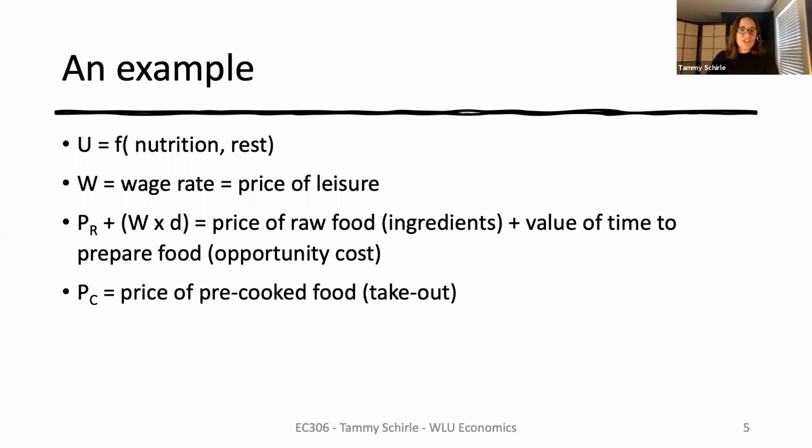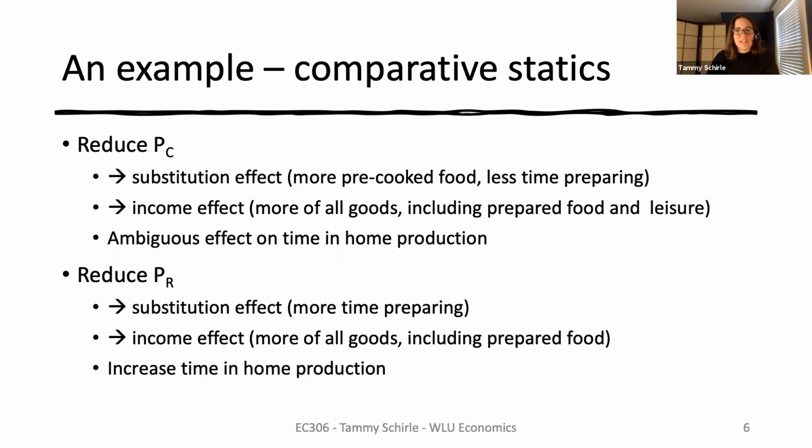So what happens when price changes in this model? Suppose we reduce the price of takeout, the pre-cooked food. This is really the same as increasing the relative price of the time-intensive good, which is the home-cooked meal you take time to prepare. There will clearly be a substitution effect where people increase the amount of takeout they buy and reduce their home-cooked meals. But there's also an income effect where people will enjoy more of all goods entering their utility function. Overall, the effect on home production time is ambiguous.